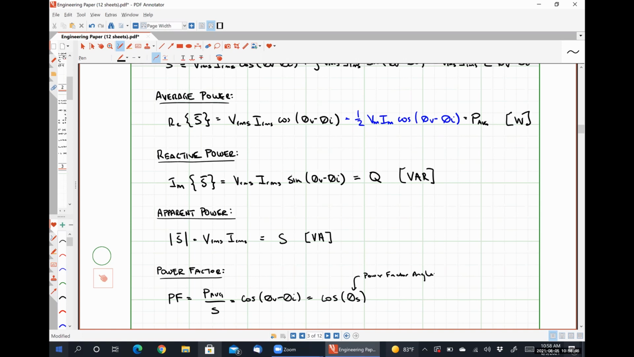We are going to talk on Monday about a concept called power factor correction. Power factor correction is a way for an end user like us or a manufacturing plant to raise its power factor to an acceptable level so that they don't receive a fine from their utility, all right?